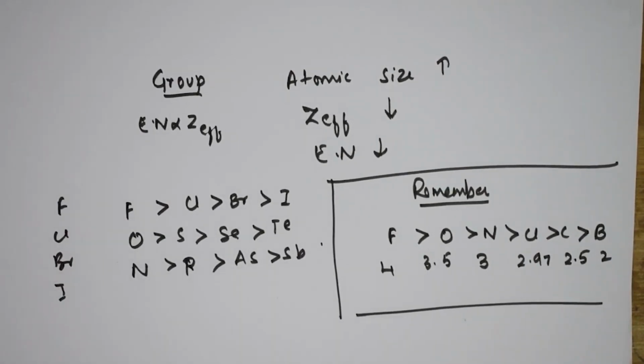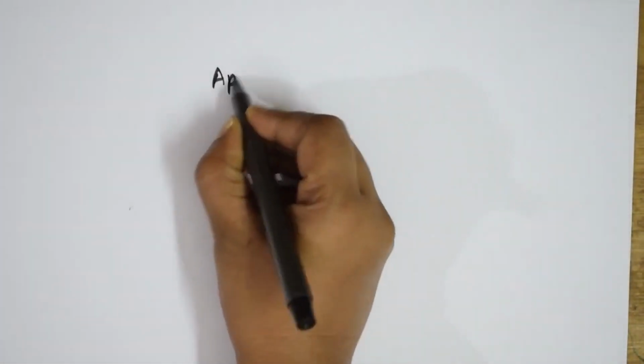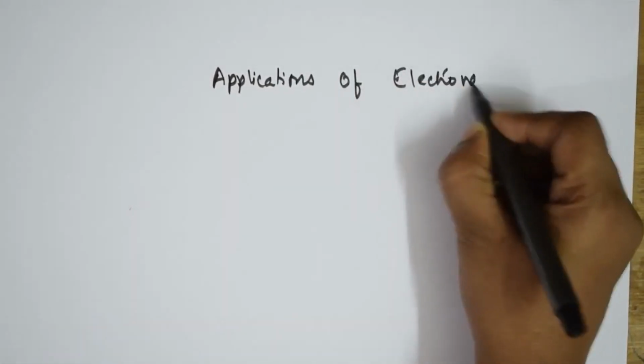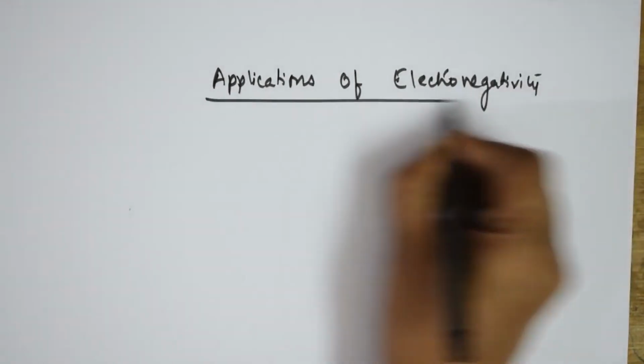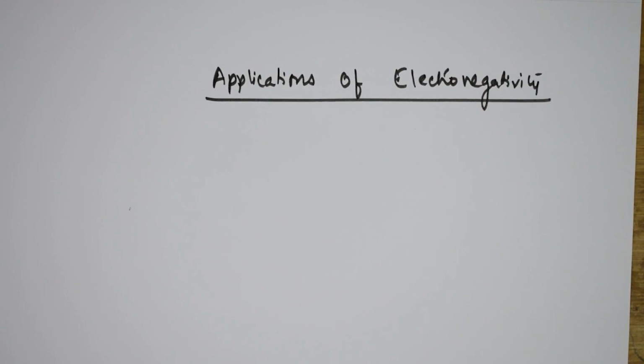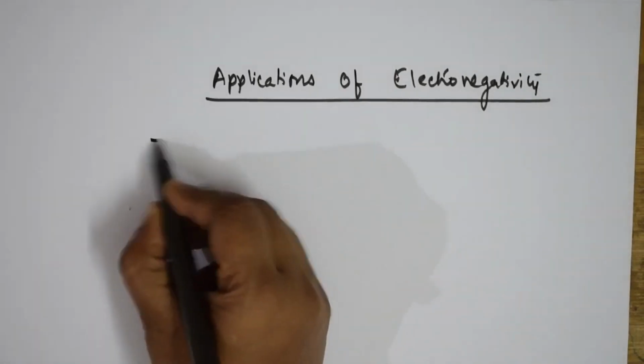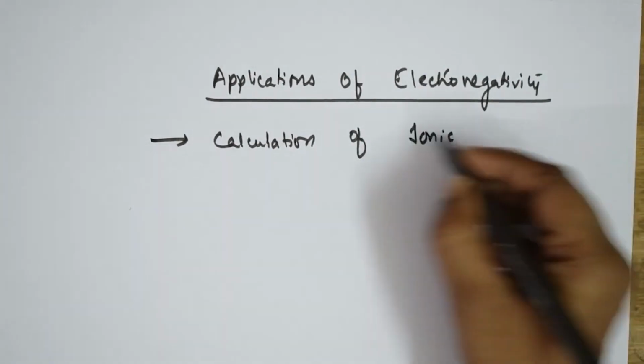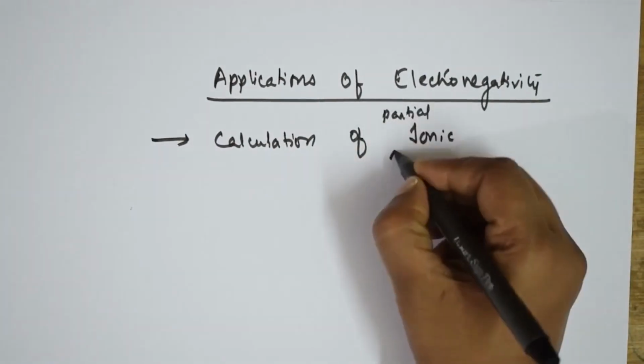Now, let us see the applications of electronegativity. Right, students, let us write the heading: applications of electronegativity. Where is electronegativity used? Electronegativity basically, I can use it for calculating partial ionic character. Because whichever is maximum electronegative will try to drag the electrons. So I can use it for calculation of partial ionic character.